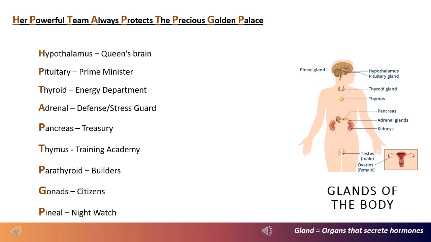So for this, we're going to go with memorizing the glands of the body. And this isn't necessarily top to bottom. They might be a little bit out of order, but it's so that the sentence makes sense. So the sentence is, her powerful team always protects the precious golden palace. Her meaning hypothalamus, which is going to refer all these references like Queen's brain, Prime Minister. We're going to get into that afterwards, as our story continues. But that's a way to remember your hypothalamus, pituitary, thyroid, adrenal, pancreas, parathyroid, gonads, and pineal glands.